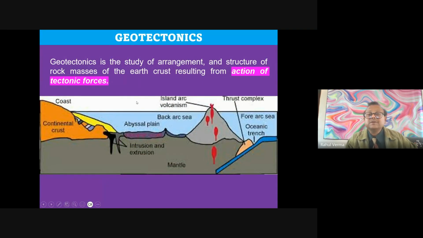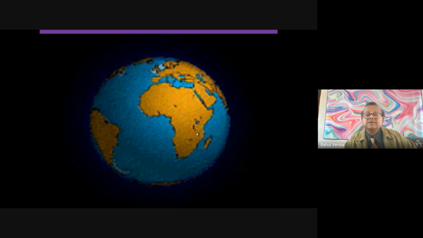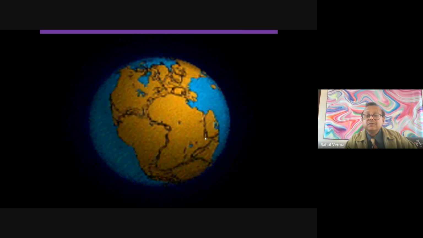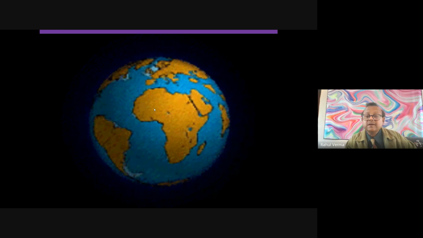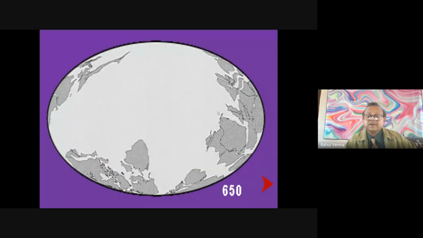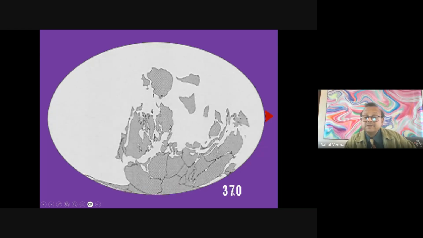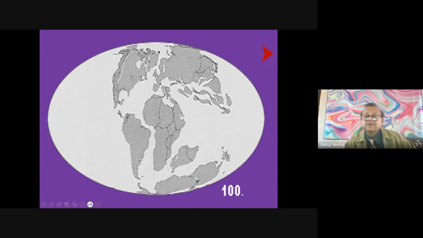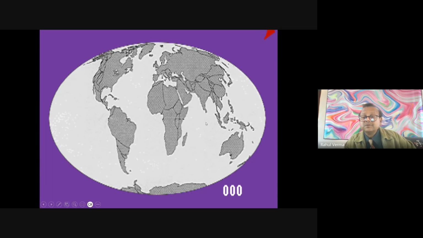Now geotectonics means the action of tectonic forces on Earth. Here you will see a lot of animations. This is our Earth, and this is the animation of plate tectonics. You can see how the plates are moving, and this is India in the corner. It is going and colliding with the Eurasian plate. In this animation, you can even see these numbers. They are telling you the age. When you see the current position, this is the Himalaya.